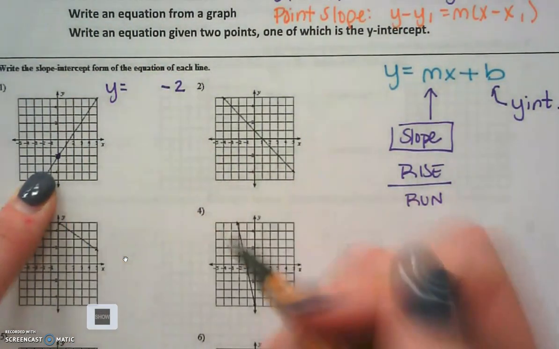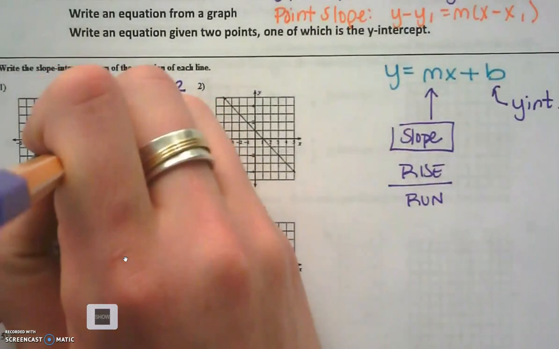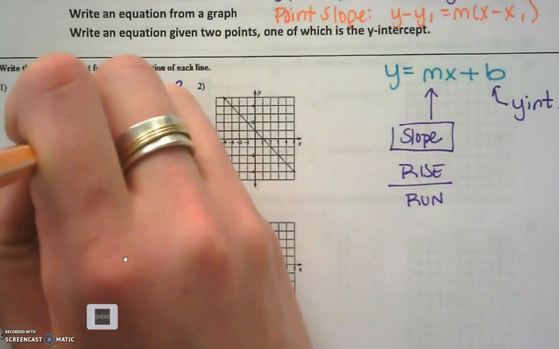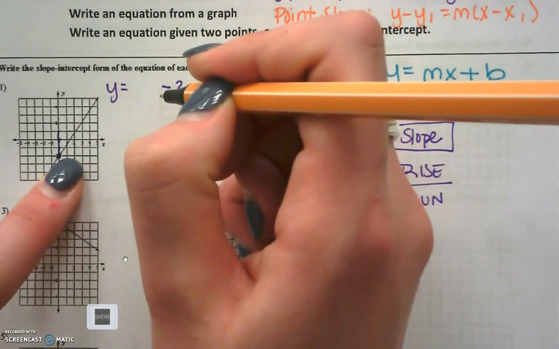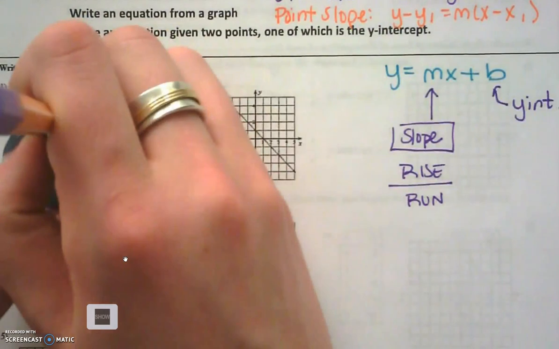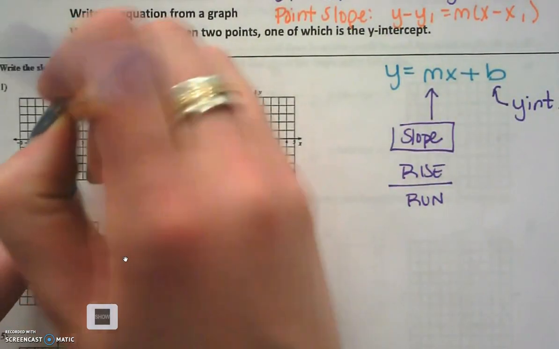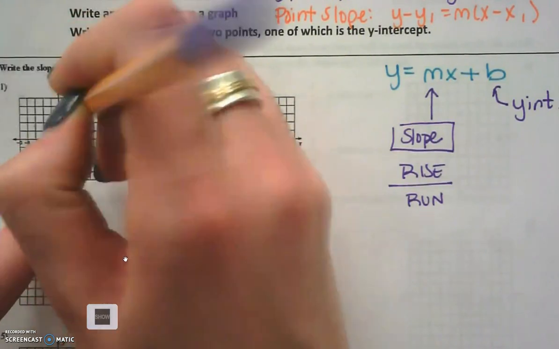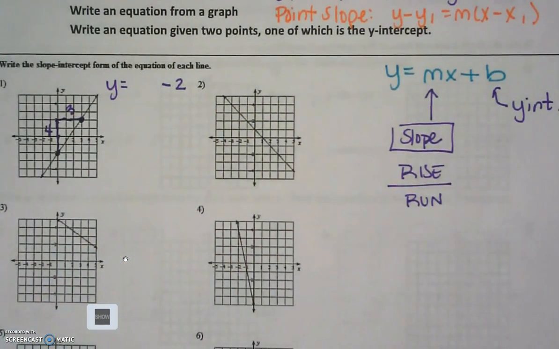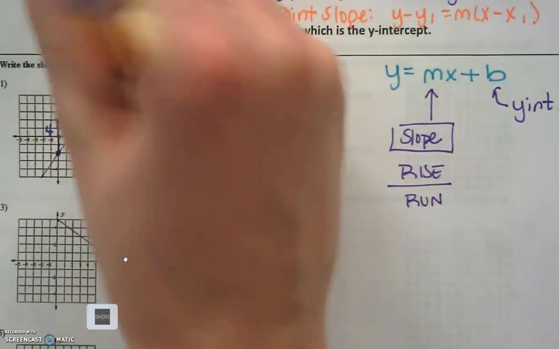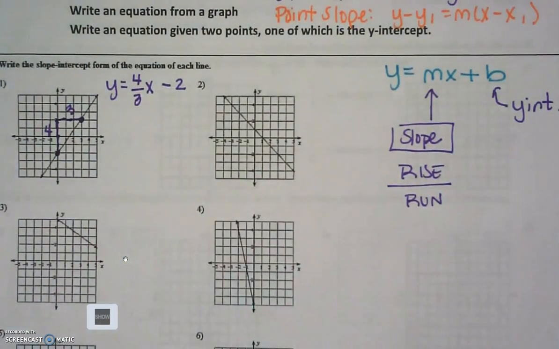To find my slope, I'm going to count rise over run. So I'm going to go up 1, 2, 3. And I'm going to go up 4 actually, and then so that's 4 over 1, 2, 3. I'm looking for that next perfect point, that next perfect vertex that my line crosses through. So I went up 4 and over 3, so there's the slope of my line.